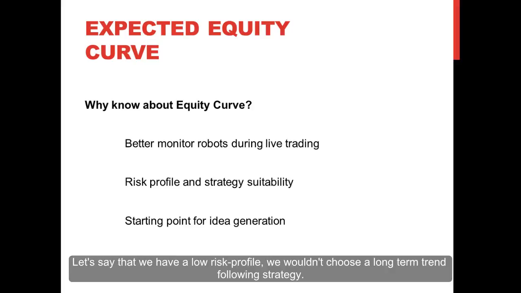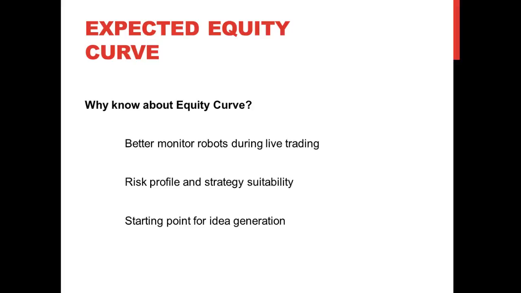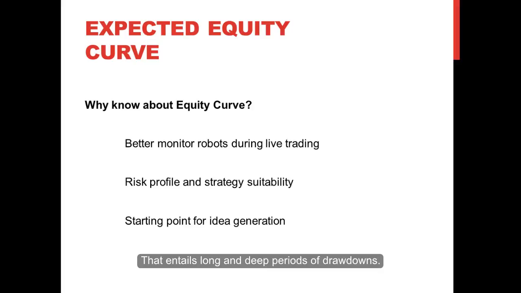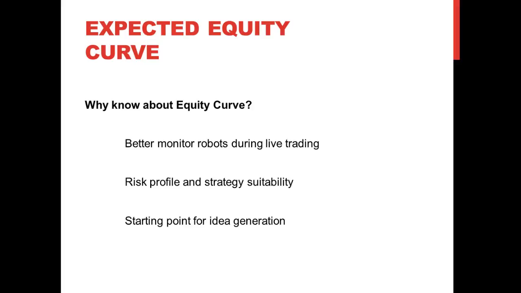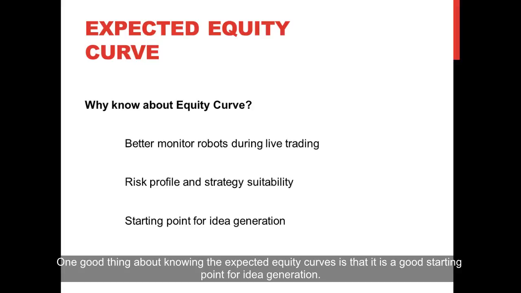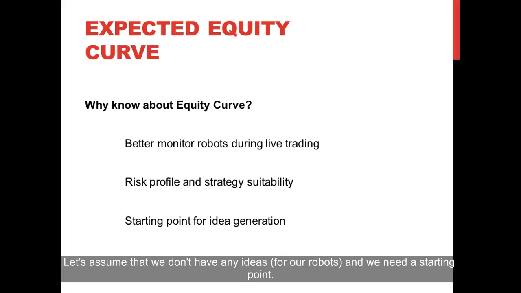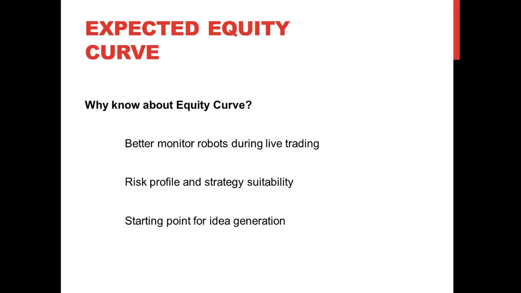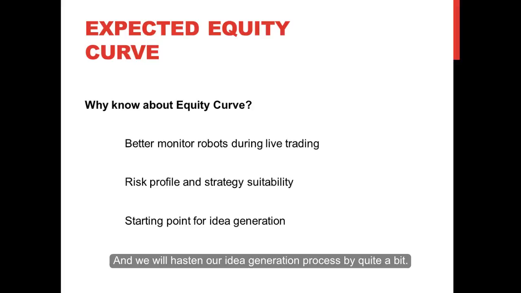Let's say that we have a low risk profile. We wouldn't choose a long-term trend following strategy because that entails long and deep periods of drawdowns. One good thing about knowing the expected equity curve of different types of robots is that it's a good starting point for idea generation. Let's assume that we don't have any ideas in mind and we need a starting point. With a preferred equity curve, we can screen and filter away certain types of strategies, and this will hasten our idea generation process by quite a bit.